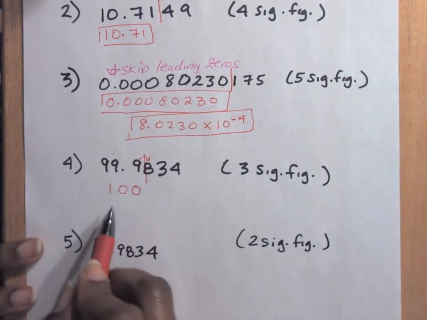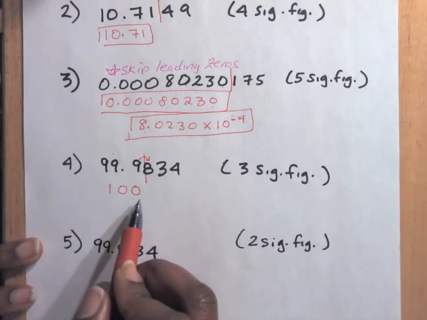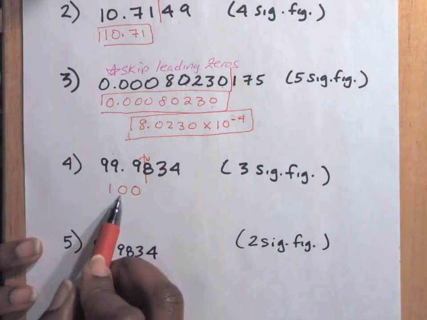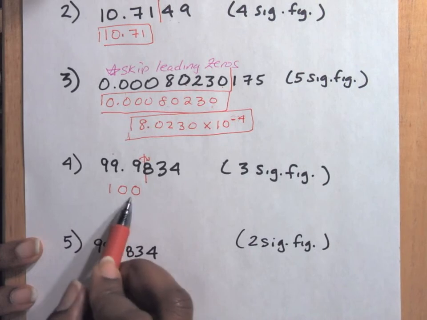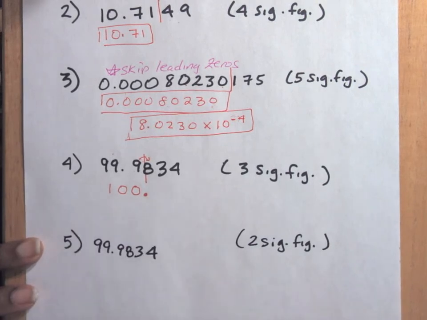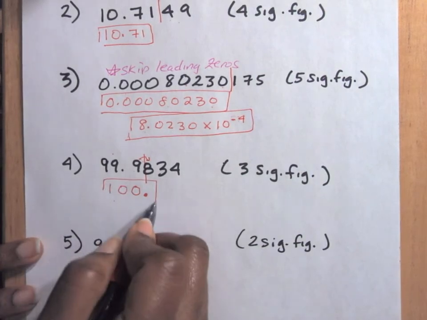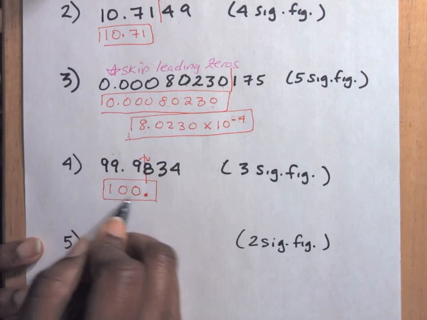So now the question is, if you look at this value, can I report this as 3 sig figs? Well, of course not, because remember, these zeros are not significant. I have to make them significant by putting a decimal. So in order for this to be 3 sig figs, I need to add a decimal here, just so people know that all of these zeros are significant.